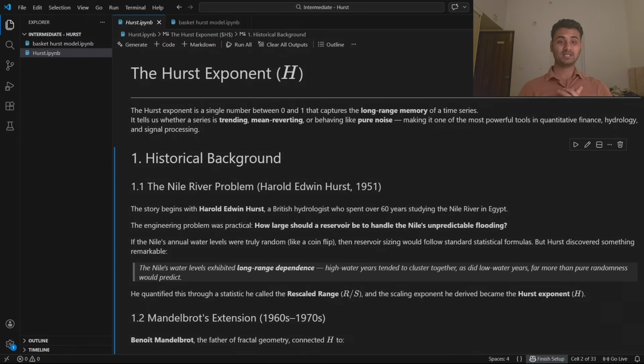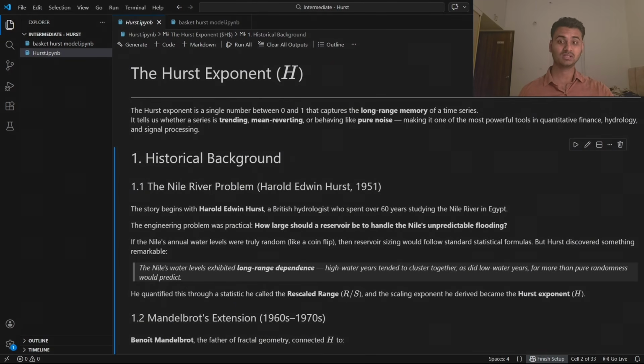The Hurst Exponent is a really powerful tool that I've personally used in a few of my models, and it's a highly rated tool. It works just like an oscillator, like RSI, which has 0 to 100 values, but here we have 0 to 1. So this is 0, this is 1. The Hurst exponent oscillates in this area, and it captures the long range memory of time series. It can tell whether a series is trending, mean reverting, or acting like pure noise.